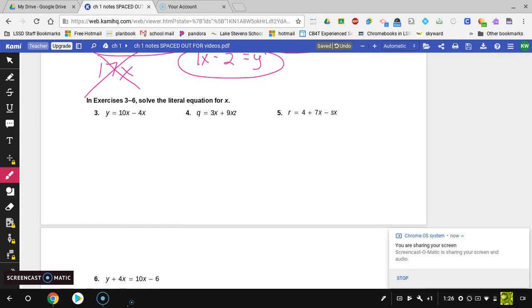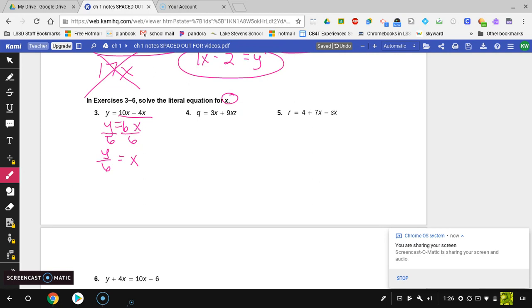All right, so for the next one, we're trying to get x by itself now instead of y. So first of all, we've got some like terms that we can combine. What is 10x minus 4x? Well, that's 6x. So I have y is equal to 6x. I'm trying to get x by itself, not y this time. So the only thing keeping x from being by itself is the 6. It's attached by multiplication, so we're going to use division. So I get x is equal to y over 6.